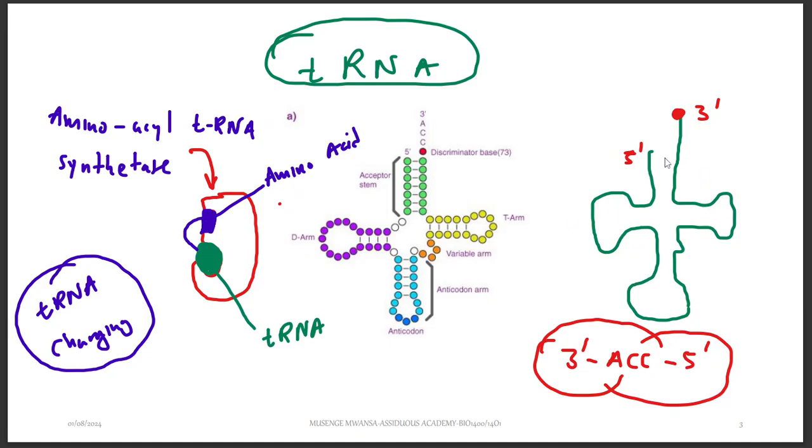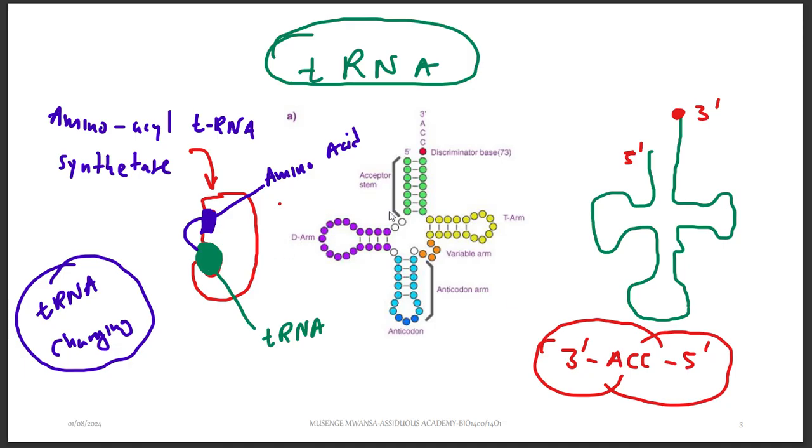Can you see the structure that I've drawn in green here? It has got the 3 prime end. Can you see that the 3 prime end is longer than the 5 prime end? I want you to notice on this picture here, you have got a 3 prime end with ACC. This is very, very important. So I've got the 3 prime end ACC and then the 5 prime end.